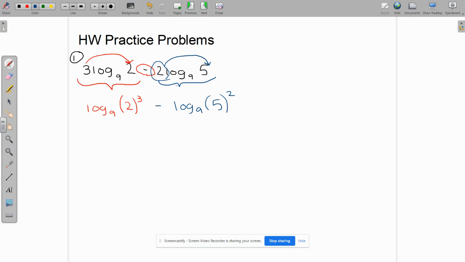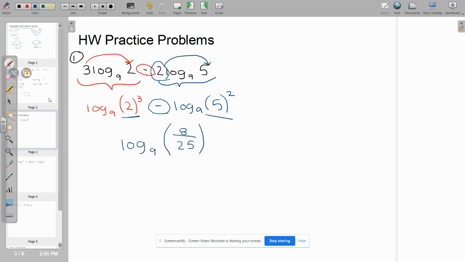Now that I see this, I know that I'm subtracting these from each other. So again, since they're both log base 9, I can carry down the log base 9. And then I have 2 to the power of 3, so that's 8. And then I have 5 squared over here, and that's 25. So I'm just taking a look at what these values would be. And because of this subtraction, I know that whatever I'm taking the log of is what I'm going to be dividing by.